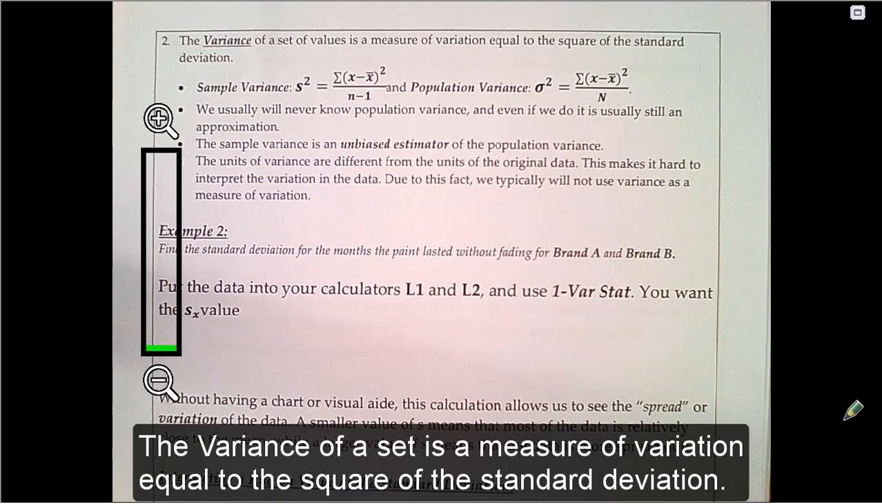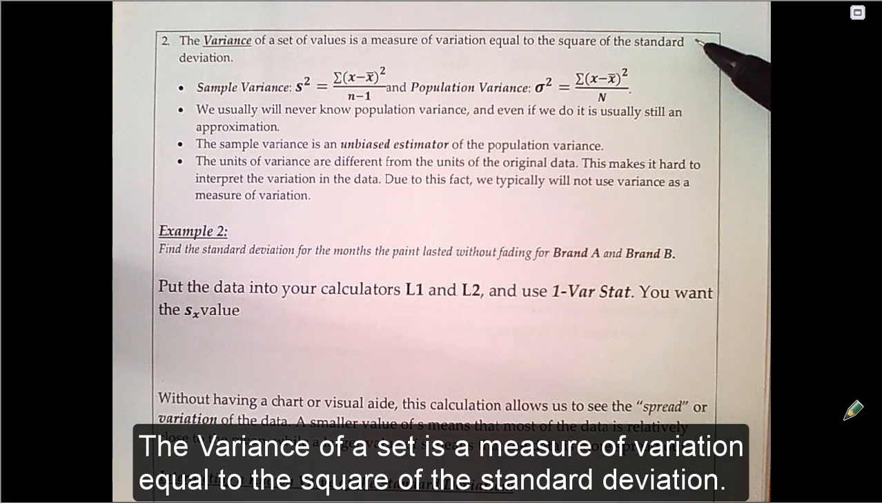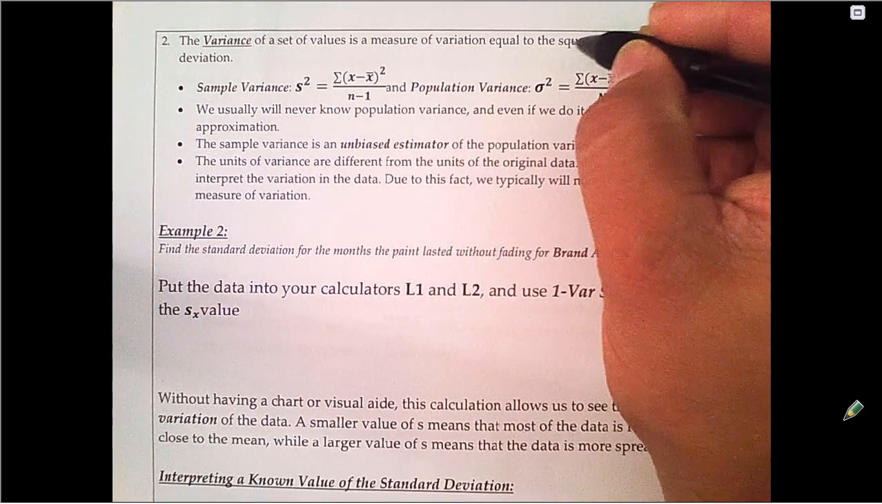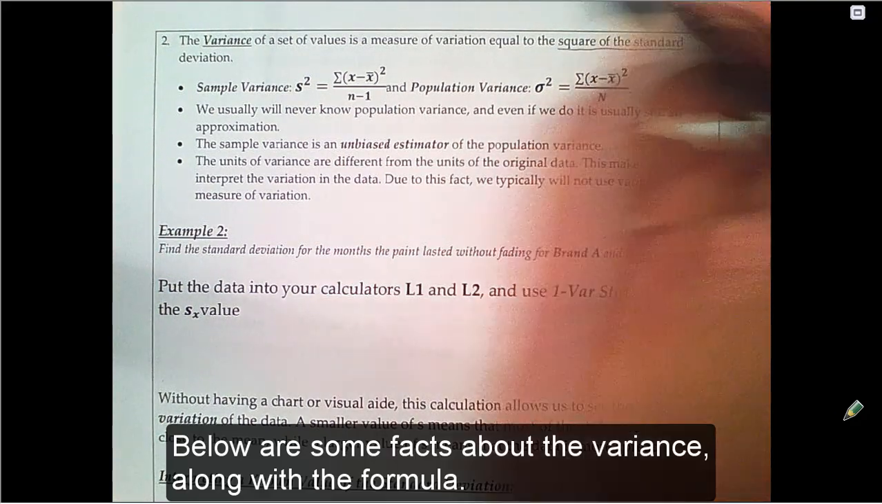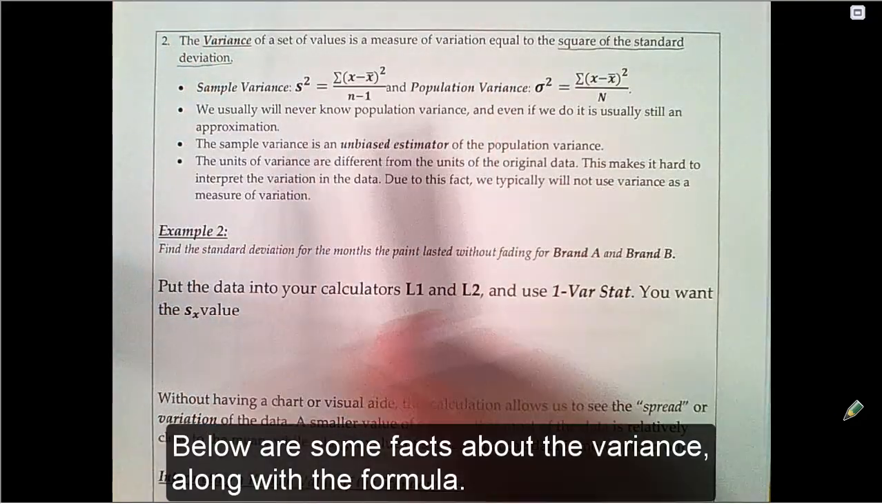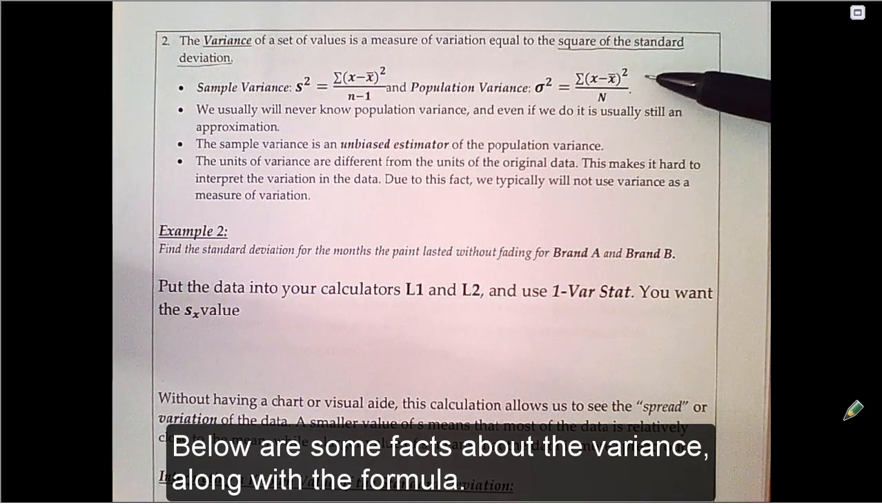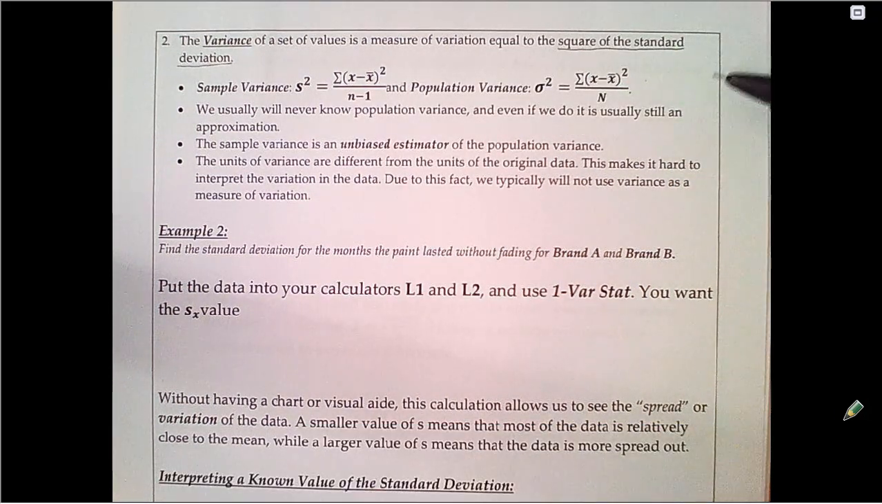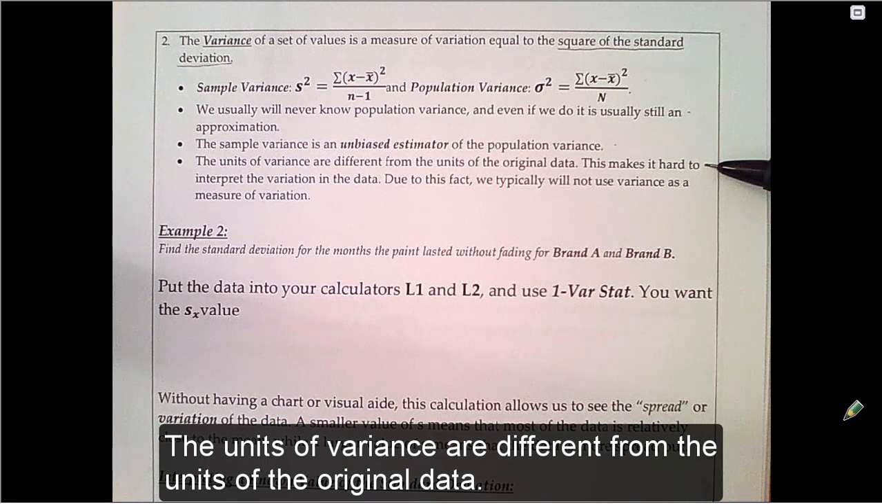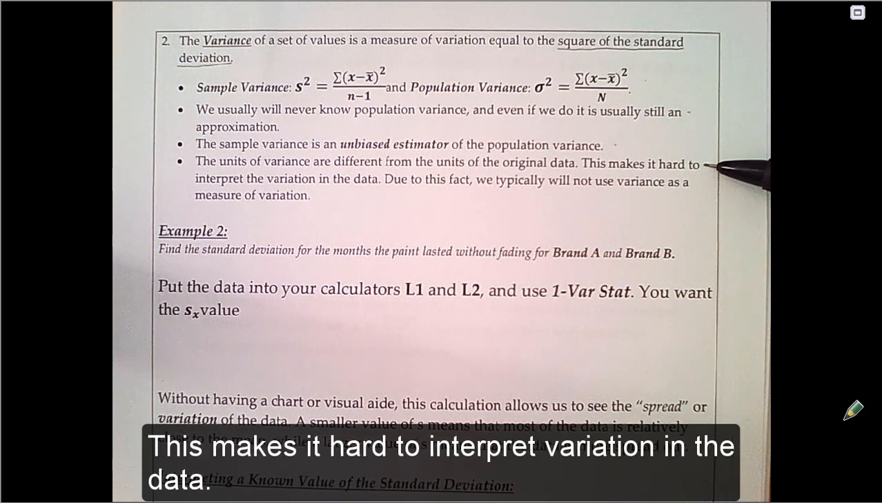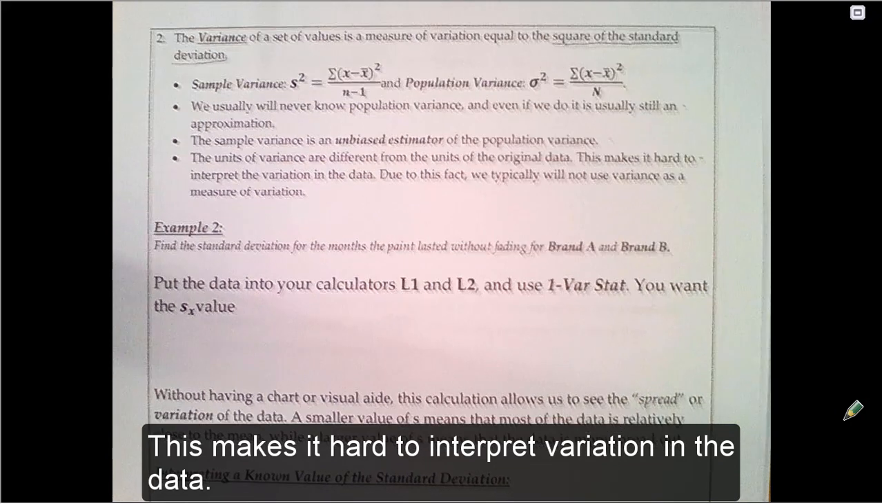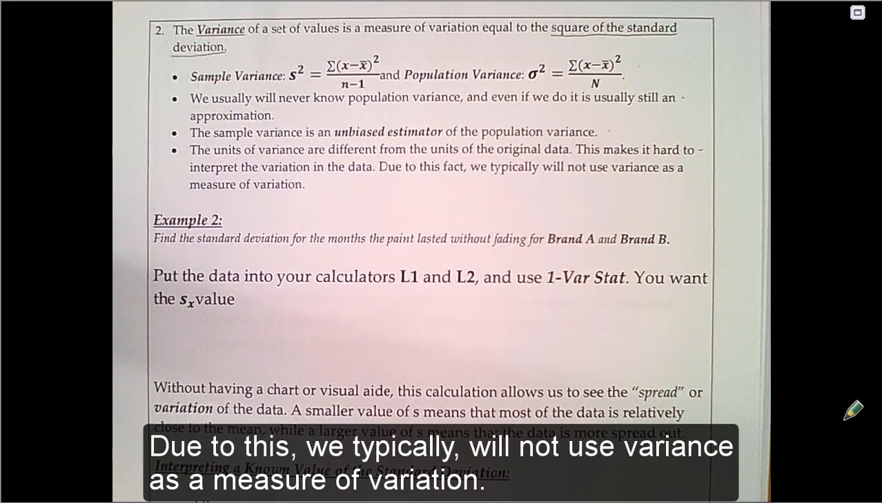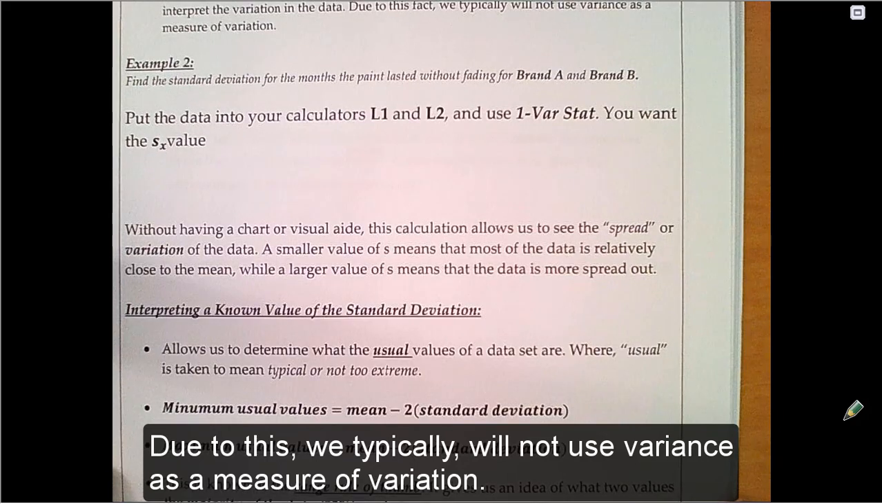The variance of a set is a measure of variation equal to the square of the standard deviation. Below are some facts about variance along with the formula. The units of variance are different from the units of the original data. This makes it hard to interpret variation in the data. Due to this, we typically will not use variance as a measure of variation.